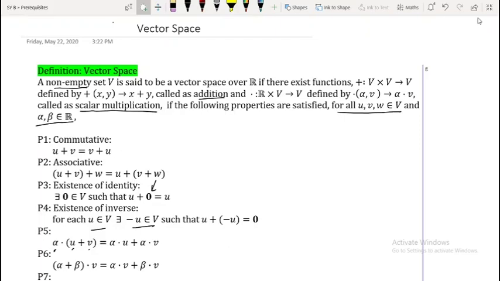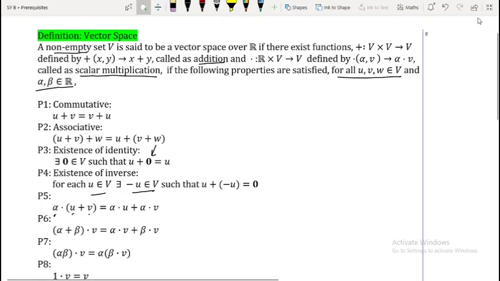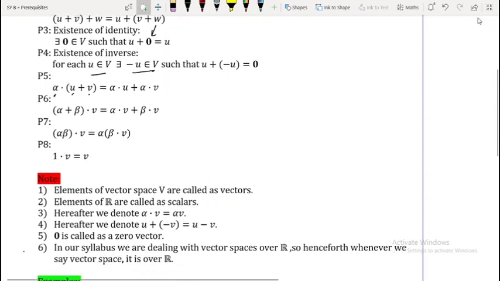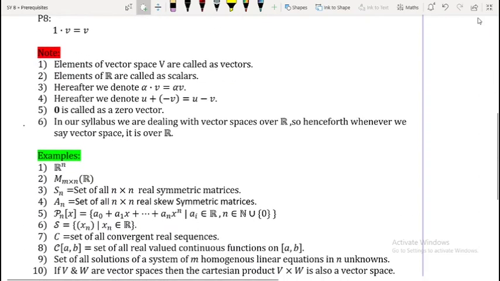So in the last class we have seen the definition of vector space. Now we will go towards a few examples of it, but before that we will see some notes. But before going ahead, I request you to see that video of the definition of vector space first and then come back to this lecture.